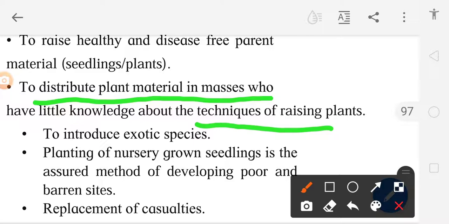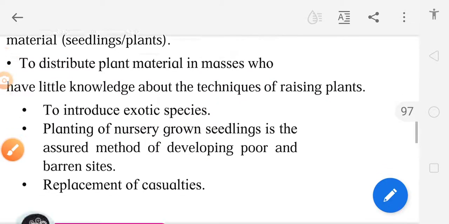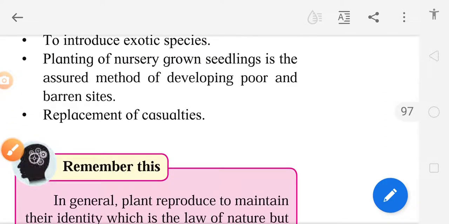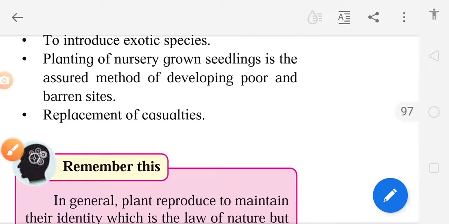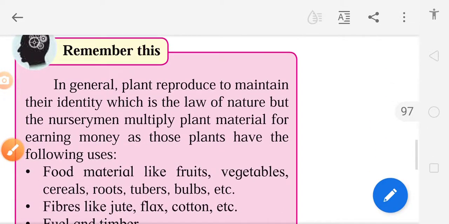So we also have to introduce exotic species, the special kind of species, or the species which have been brought from other countries and which are suitable for our country. Those are also to be raised, and we can develop the plants and provide the plants to other countries also. And sometimes the plants get damaged, the branches get damaged because of heavy wind and all that. So we have to replace the casualties occurred in the damaged plants.